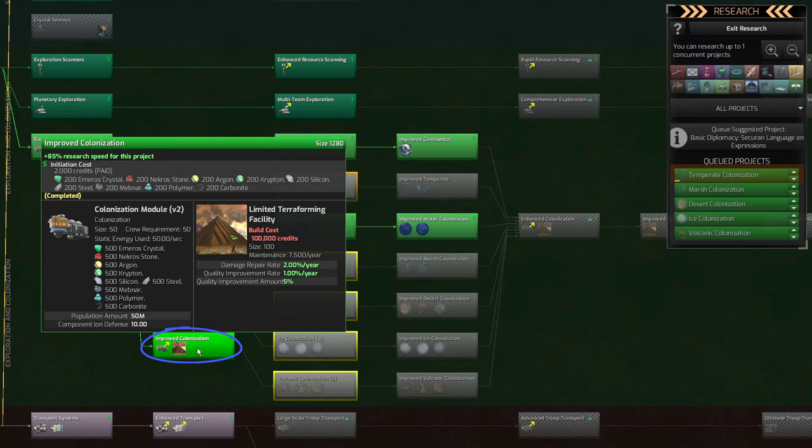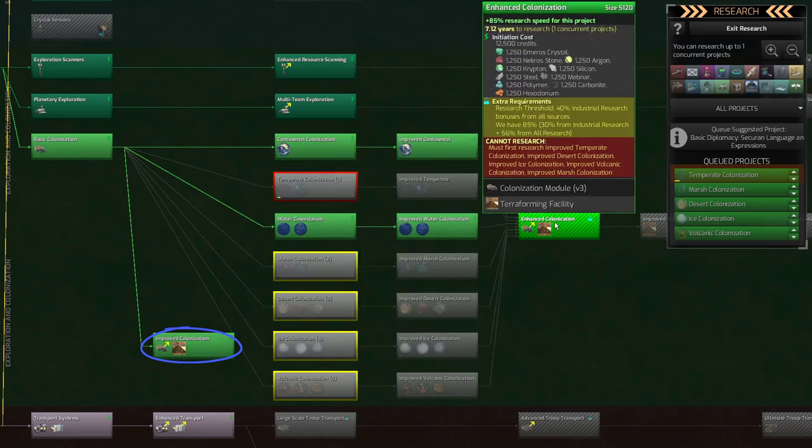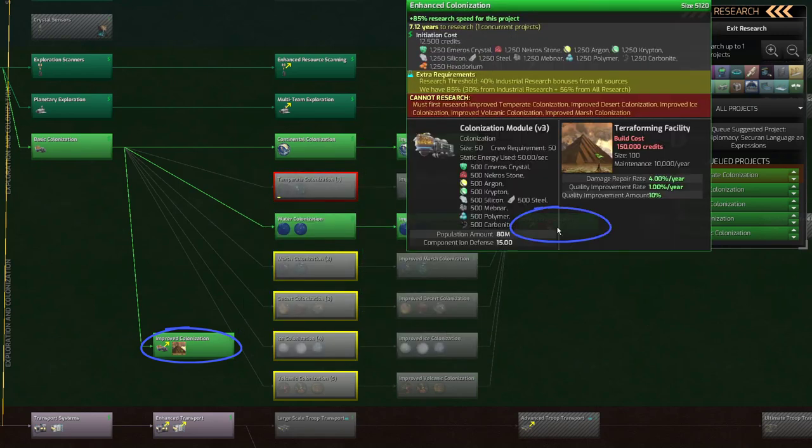We did a 5% quality improvement. So we used this one. We built the limiting terraforming facility. And if you go further down, so if you go all the way over here, you're going to get another one. This would do up to a 10% improvement. So again, that's going to be 5 more percentage. It's not 10 stacking with the other 5. It's going to be a quality improvement of 5% more.